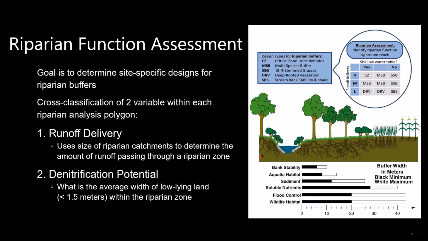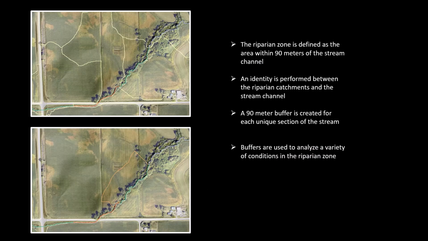The designs are based on a cross-classification between two variables: the runoff delivery, which is calculated by the riparian catchment size, and the denitrification potential based on the water table depth, and that will be extracted from the height above channel output. The tool is going to run through a set of criteria within the riparian zone, which is defined as an area within 90 meters of the stream.